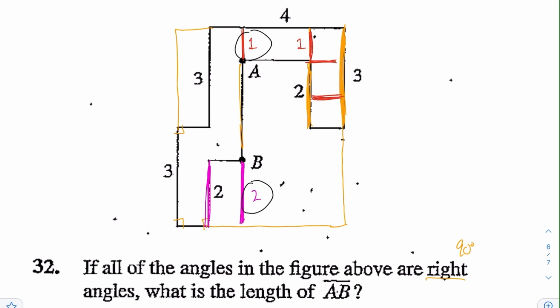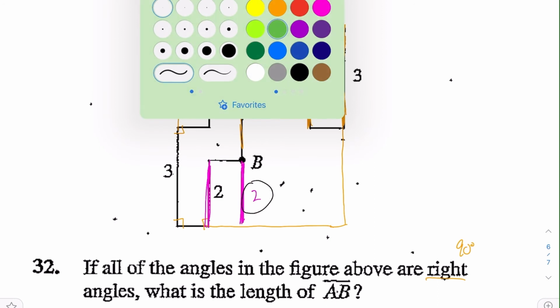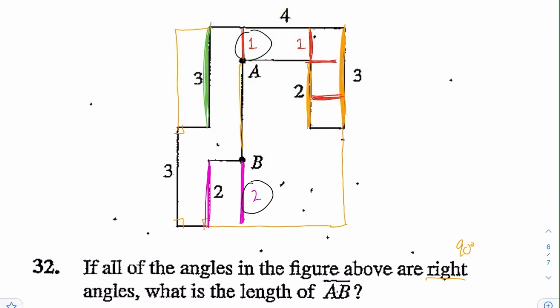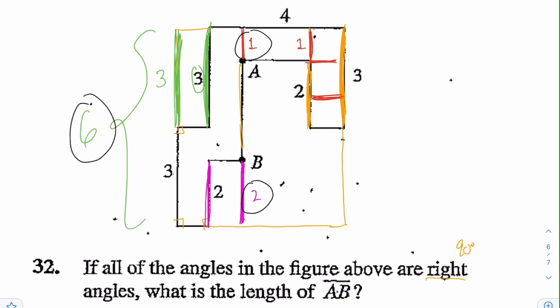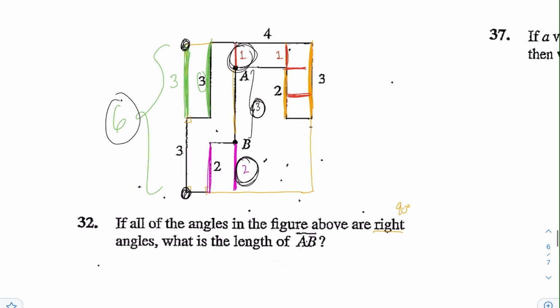Now we just have to find the side. And for the side, you can look at this 3. If this piece is equal to 3, then this piece also has to be equal to 3. So you know the total has to be 6. So if the total distance for the left side is equal to 6, and you already have this 2 and this 3, that leaves another 3 for AB, because 1 plus 3 plus 2 has to be equal to 6. So AB will be equal to 3.